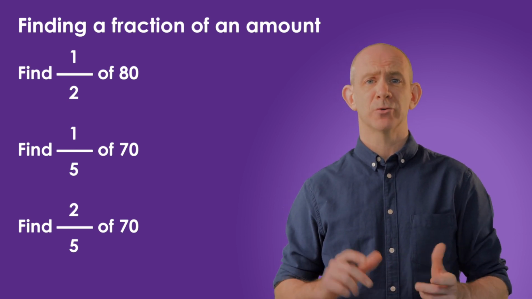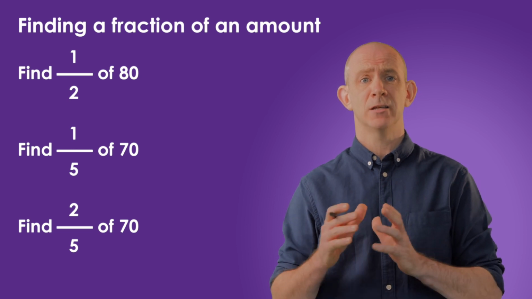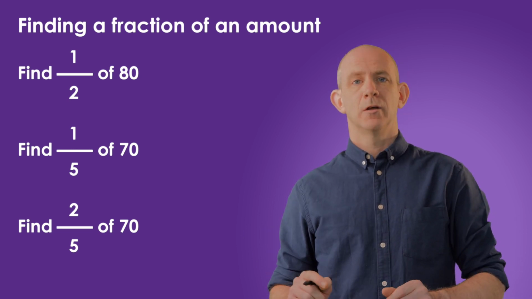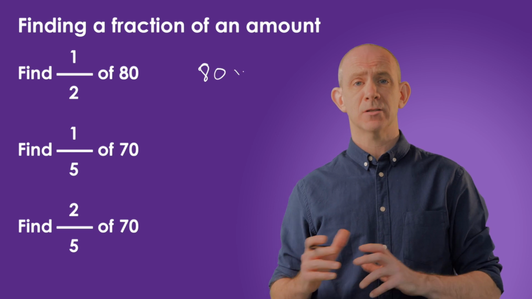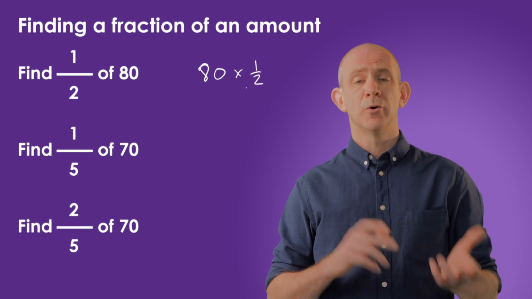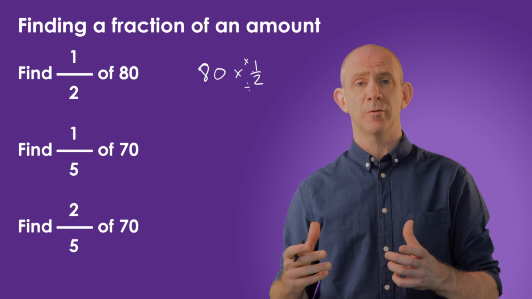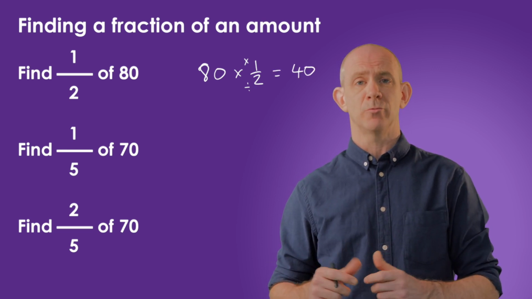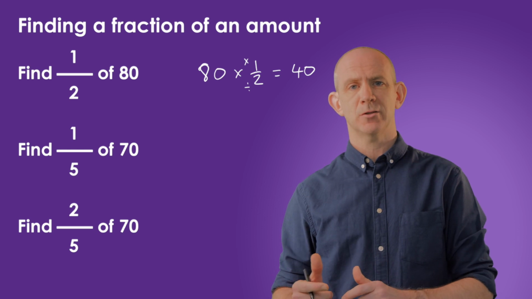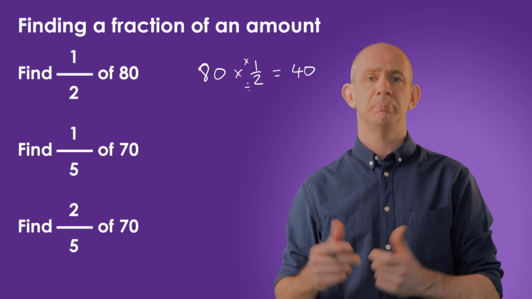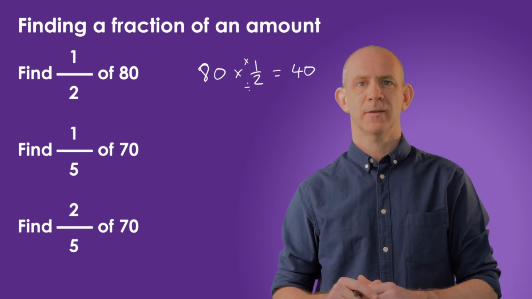And you could write this as a multiplication problem and say 80 times a half. So here you have 80 times a half. When you're multiplying by a fraction, you always divide by the bottom number of the fraction, or the denominator, and then times by the top number, the numerator. 80 divided by 2 will give you 40, times by 1 still gives you 40.